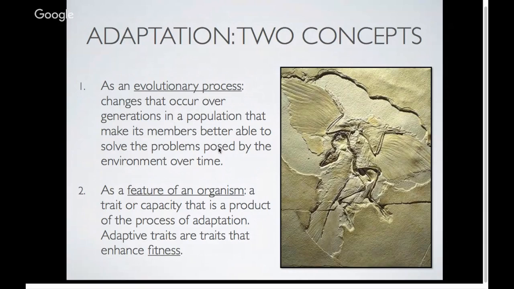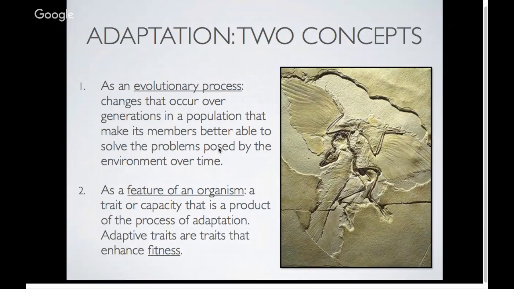So we can think of adaptation in two different ways. First, we can think of it as an evolutionary process. In other words, it's a thing that happens over time and that can be observed in the context of changes in biological characteristics that occur over generations. So when I say over time, I don't mean within a single lifetime, but over several lifetimes in a population that make its members better able to solve the problems posed by the environment over time.